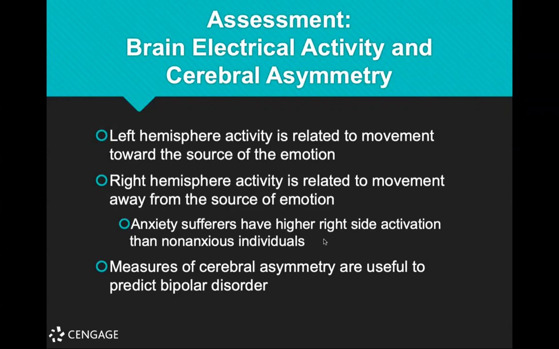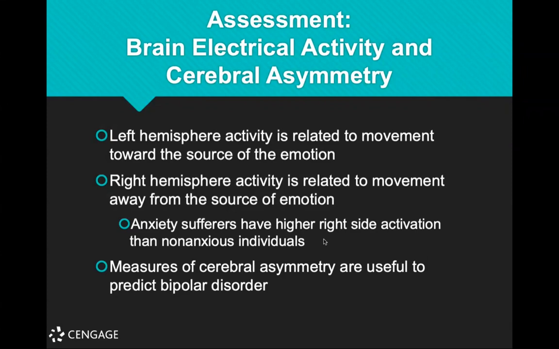So anxiety sufferers have higher right side activation than non-anxious individuals. Let's say a person is highly neurotic, right? If you put a highly neurotic person on an EEG machine, you would see that their right hemisphere tends to be more activated than the left hemisphere, which is a consistent pattern that you see in people with a highly neurotic personality type.